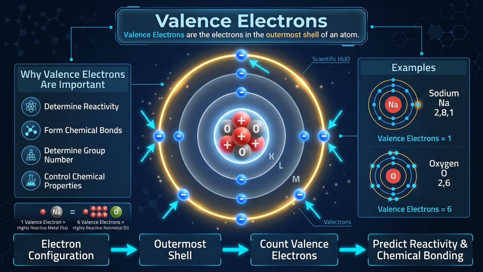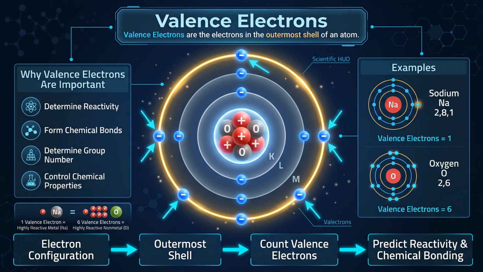Sodium has only 1 electron in its outermost shell. This single electron is relatively easy to remove because it is far from the nucleus and is weakly attracted. Therefore, sodium usually loses 1 electron during chemical reactions, forming the positively charged sodium ion Na+. By losing this 1 electron, sodium achieves the stable electron configuration 2,8, which is the same as the noble gas neon. Oxygen behaves very differently.